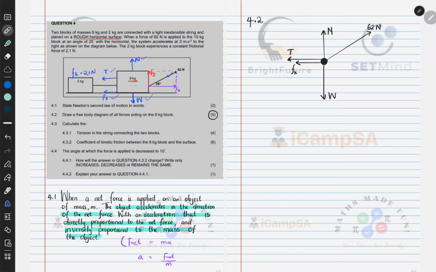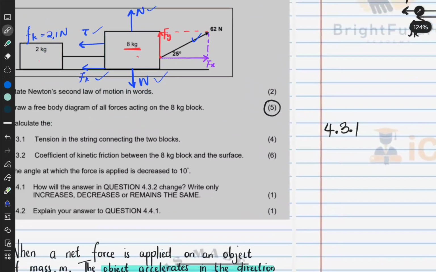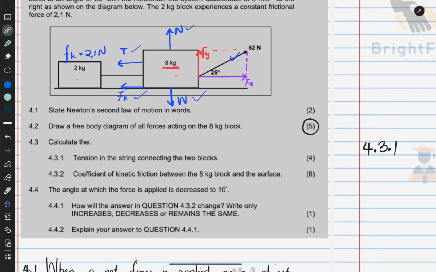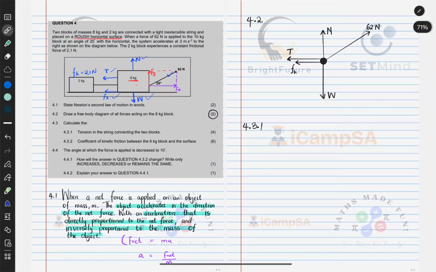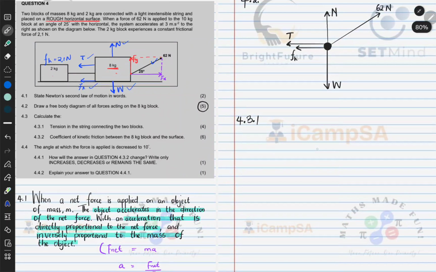Okay, so now 4.3.1. We're asked to calculate the tension in the string connecting these two blocks. With this one, if you are in an exam and you're trying to solve a question like this, what you want to do here is, if you check, tension is being shared by both blocks, which means if you were to draw the free body diagram of each block individually, you will find that T is present in both free body diagrams. So let me show you.